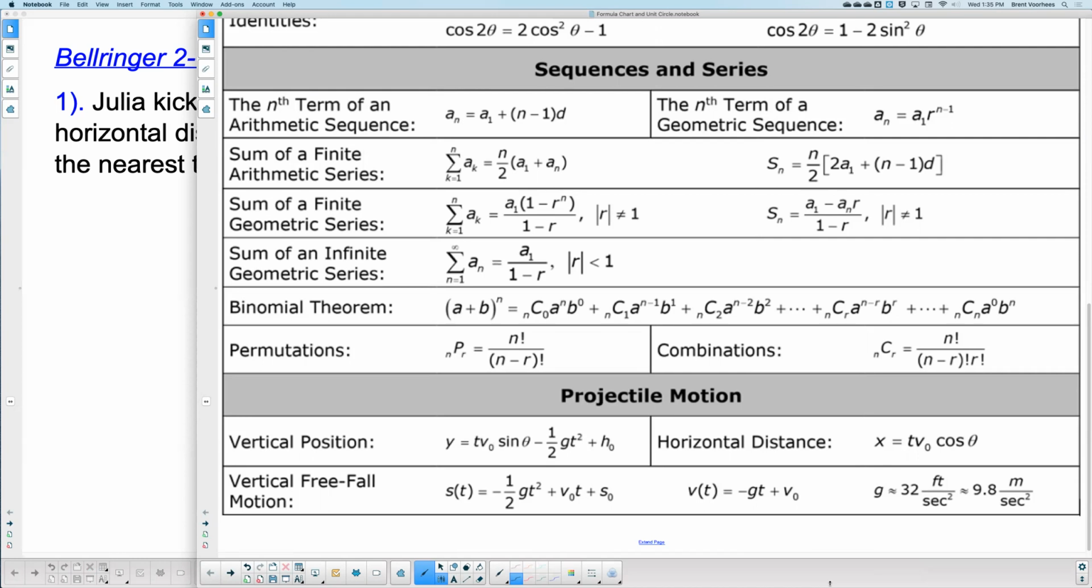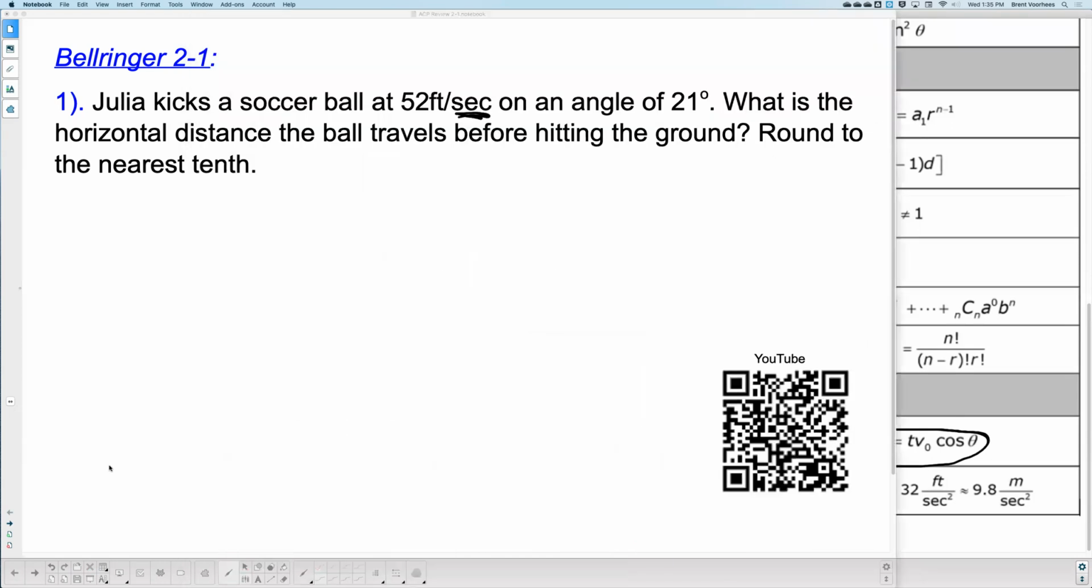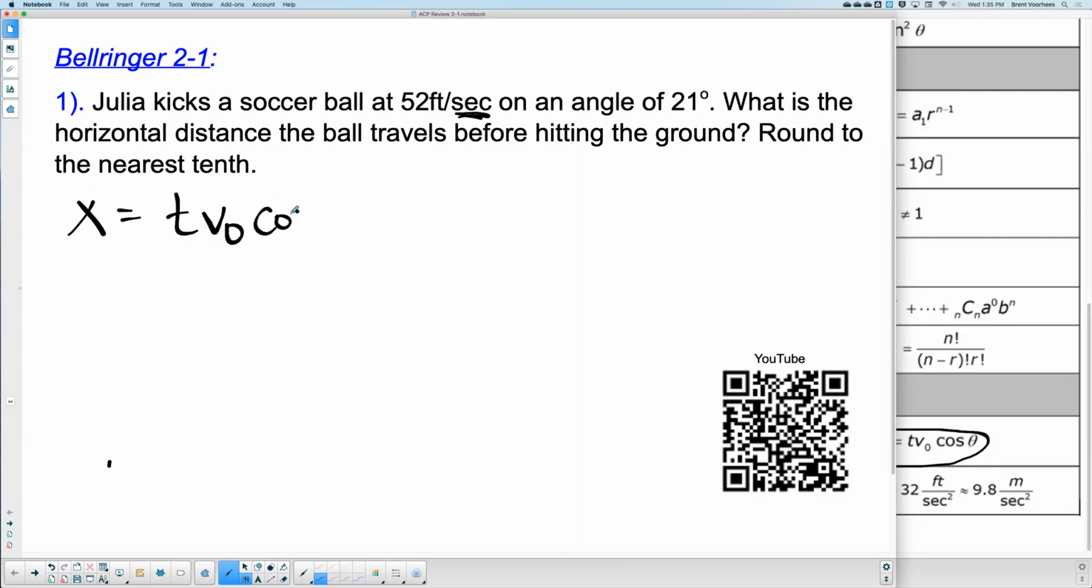We have 2 sets of formulas. Because I don't want to be going back and forth and using the calculator, I'm just going to write them both down. We're going to be using the vertical position formula as well as the horizontal distance. I'm going to write down the x equation first, followed by the y. So the equation was x equals, now you tell me, what does it say after x equals? Very good. x equals t v0 cosine theta.